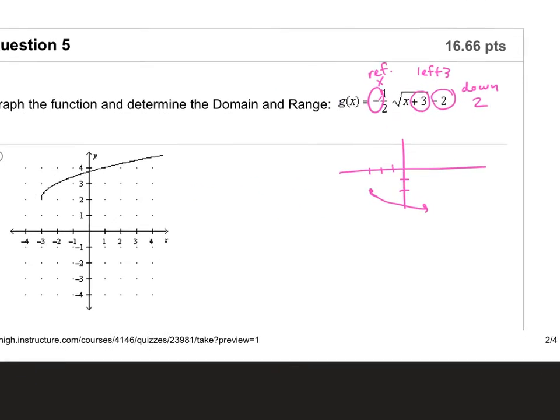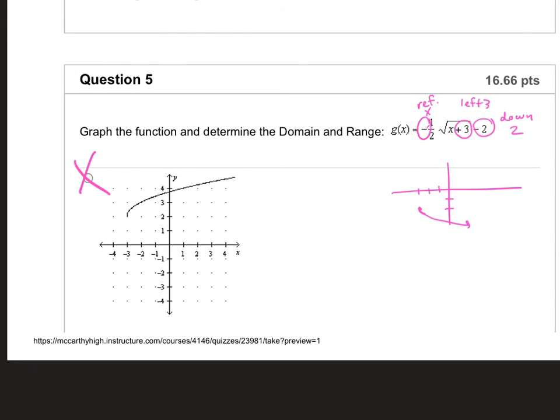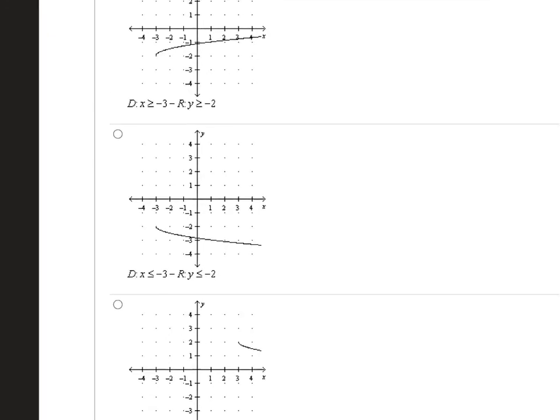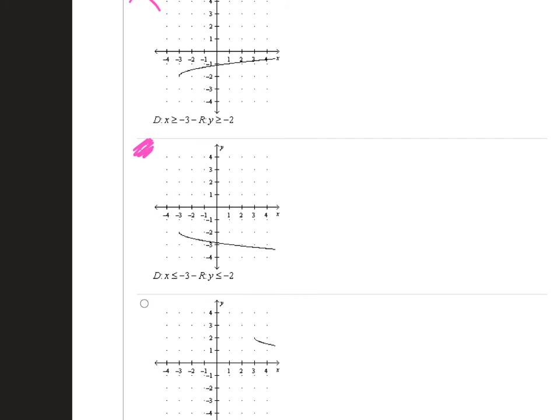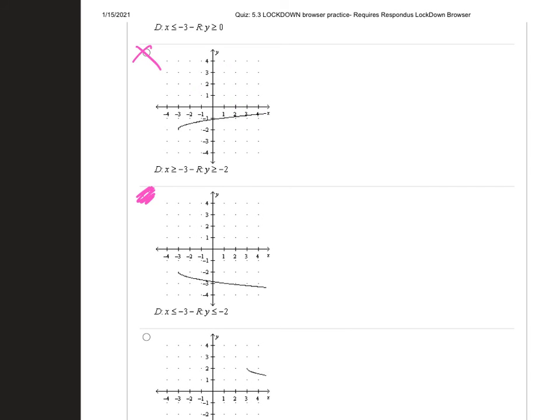So let's see what graph looks like that. Not this one, not this one, and it's this one. So it's the only one where we go to the left 3, down 2, and we flip it. So it looks like this. And since our graph matches, our domain and range is going to be whatever it says. We don't even need to look at the domain and range. We could just look at our graph. We know that that's the answer choice.